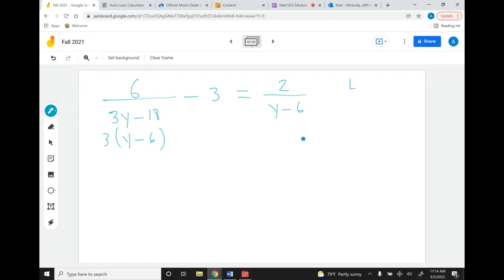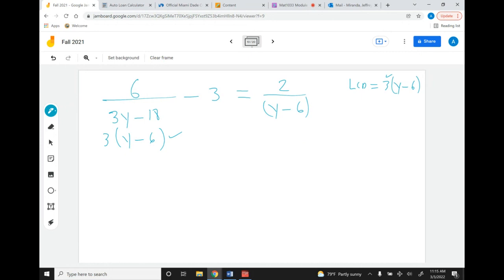So what is my LCD? My LCD will be 3 times y minus 6. There it is. You need a 3 because it's different from all the others. And you have y minus 6 here and here. Then you just choose one of them. Had this one been an exponent, then you would choose the one with the highest exponent as your LCD.